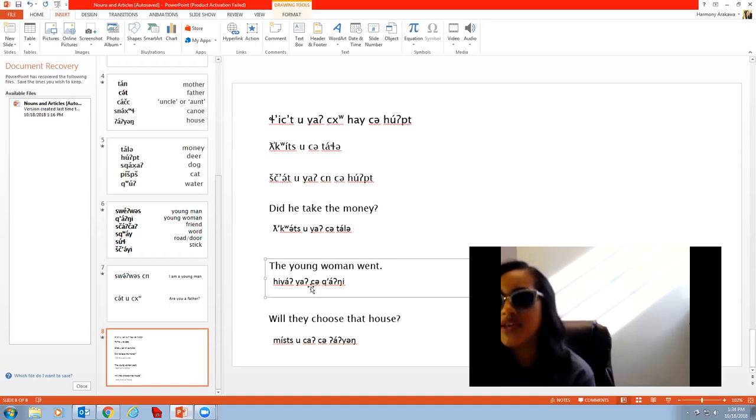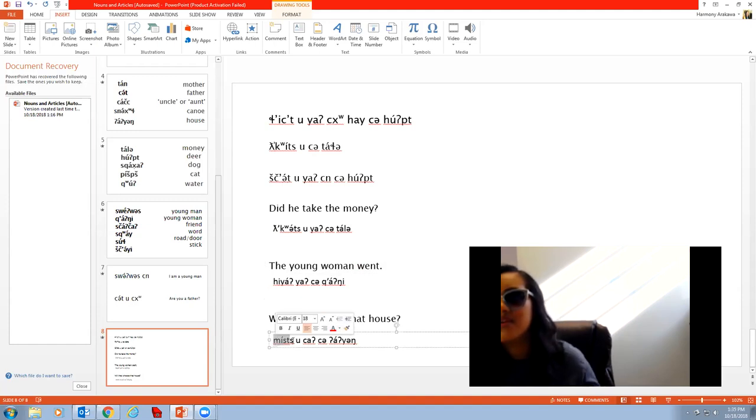The young woman went. Ya is went, or ya when we get a past tense. The woman, young woman went. Will they choose that house? Meest is our verb. And then S would make it he, she, they, or it. U is a question, sa is future tense. This sa is our article in aing's house. So, mi su sa aing.